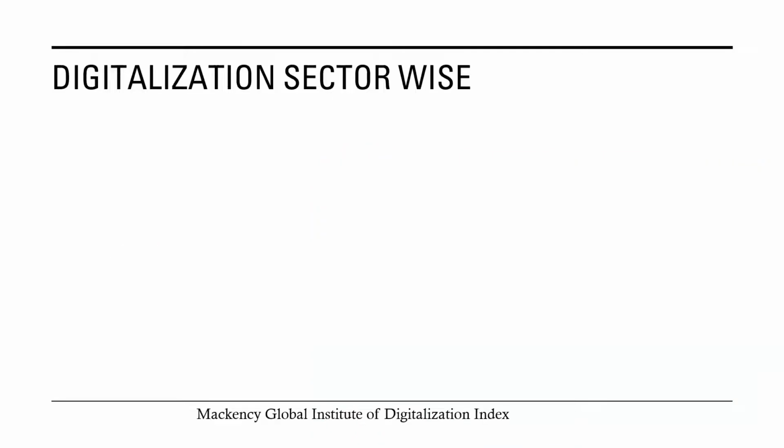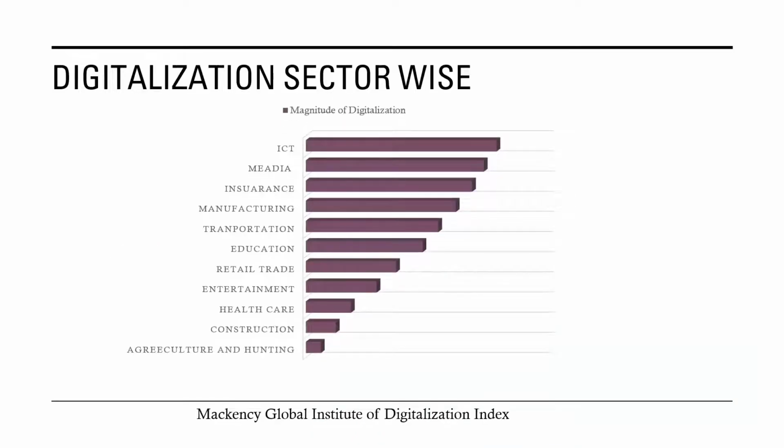Then digitalization sector-wise. If we take digitalization sector-wise, ICT is at the top, then media, insurance, manufacturing, transportation, education, retail and trade, entertainment, health and care. Where is the construction industry? Just before agriculture and hunting. So if we take the world as a whole, the construction industry is still at the bottom. But as construction professionals, we have to adapt to these digital technologies more and more and improve the efficiency of the construction industry in order to develop our mother Sri Lanka.